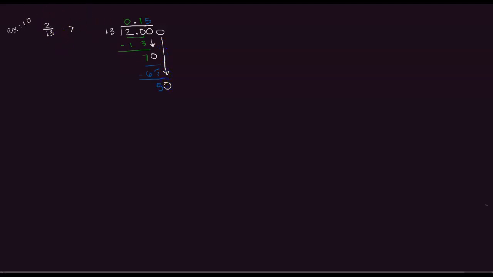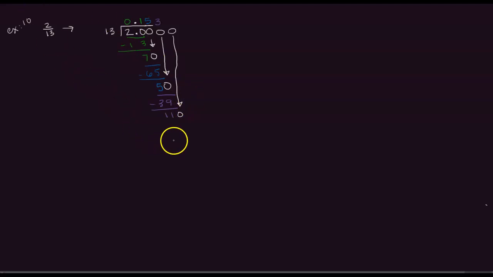This next step, we're asking the question, how many times does 13 go into 50? 13 goes into 50 3 times. 3 times 13 is 39, so I subtract the 39. That leaves behind 11. I need to add another 0 here because I need to keep dividing until there's a 0 remainder, kind of like that Euclidean algorithm that we learned in a previous section.